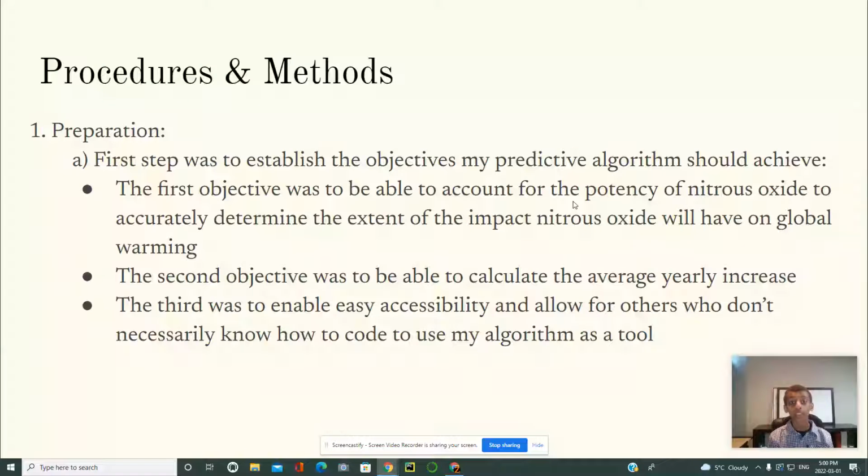The first step was to establish the objectives my predictive algorithm should achieve. The first objective was to be able to account for the potency of nitrous oxide to accurately determine the extent of the impact nitrous oxide will have on global warming. The second objective was to be able to calculate the average yearly increase of the nitrous oxide emissions. The third was to enable easy accessibility and allow for others who don't necessarily know how to code to use my algorithm as a tool to make sure that we have reached our expectations when it comes to mitigating our nitrous oxide or greenhouse gas emissions.